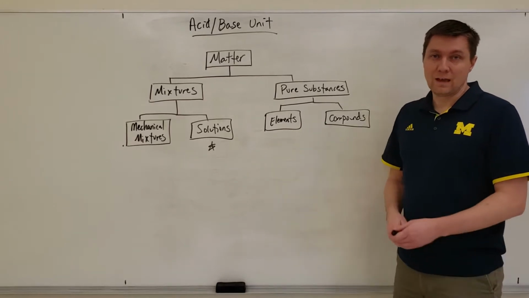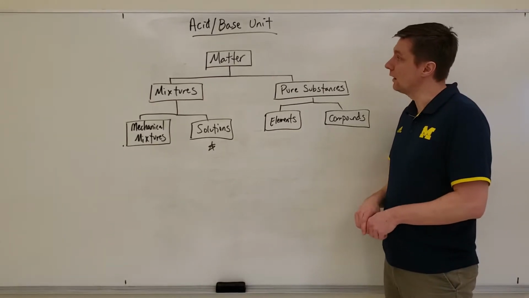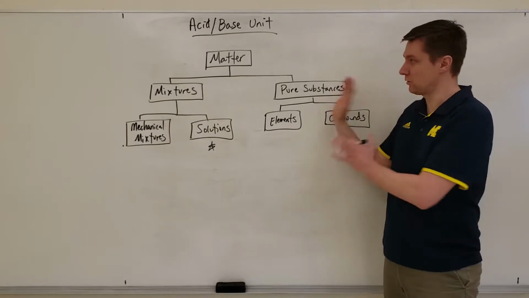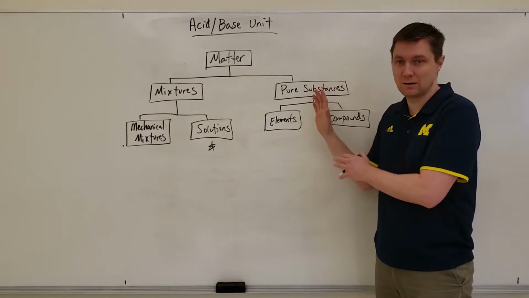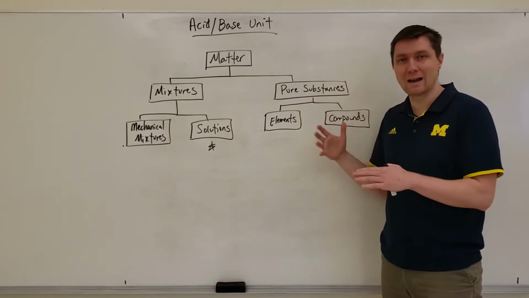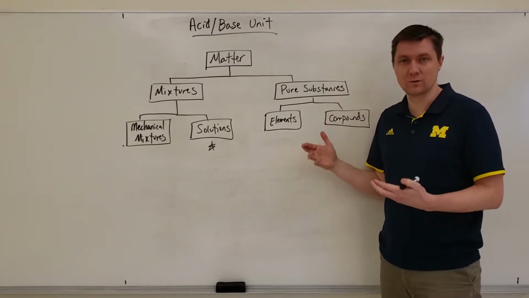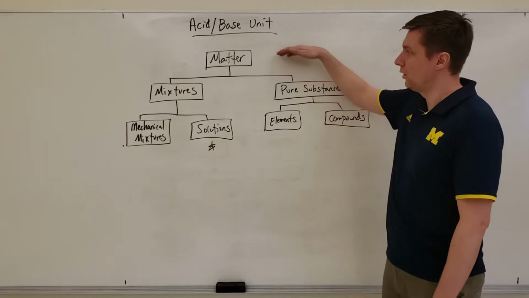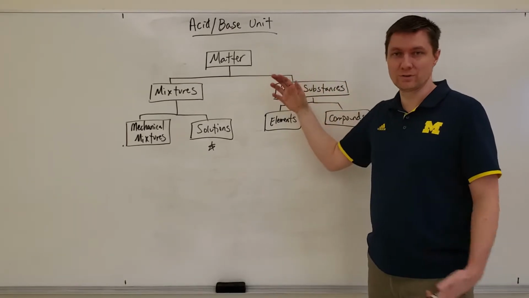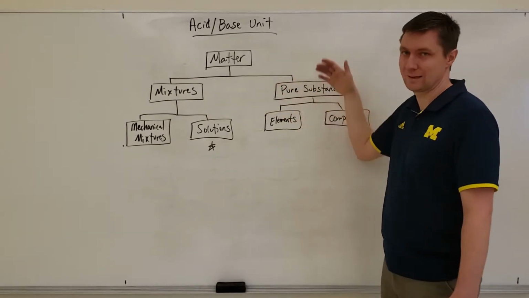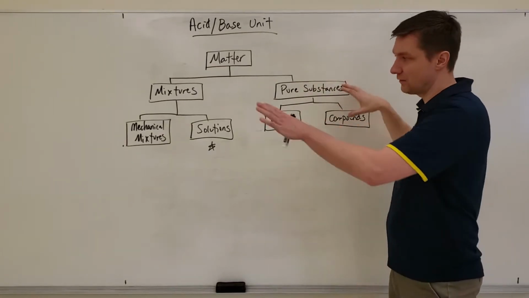Okay, we're going to kick off the acid-base unit here, where we're going to take a look at this chart really quick that you guys have seen in grade 8 and grade 9, to identify where we're at in the unit and the types of things that we're going to be looking at in terms of substances. So if you remember, everything on Earth is made out of matter, either solids, liquids, or gases. And it branches off into two main parts.